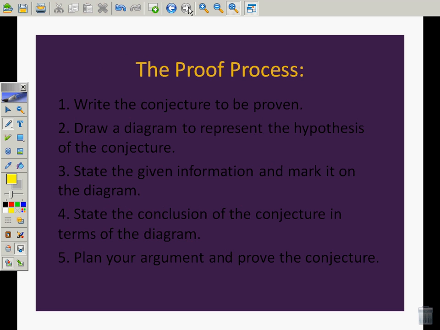In general, here's the proof process. We're going to write the conjecture to be proven, draw diagrams to represent the hypothesis of the conjecture. State the given information, mark it on the diagram. State the conclusion in terms of the diagram, plan your argument, prove the conjecture.